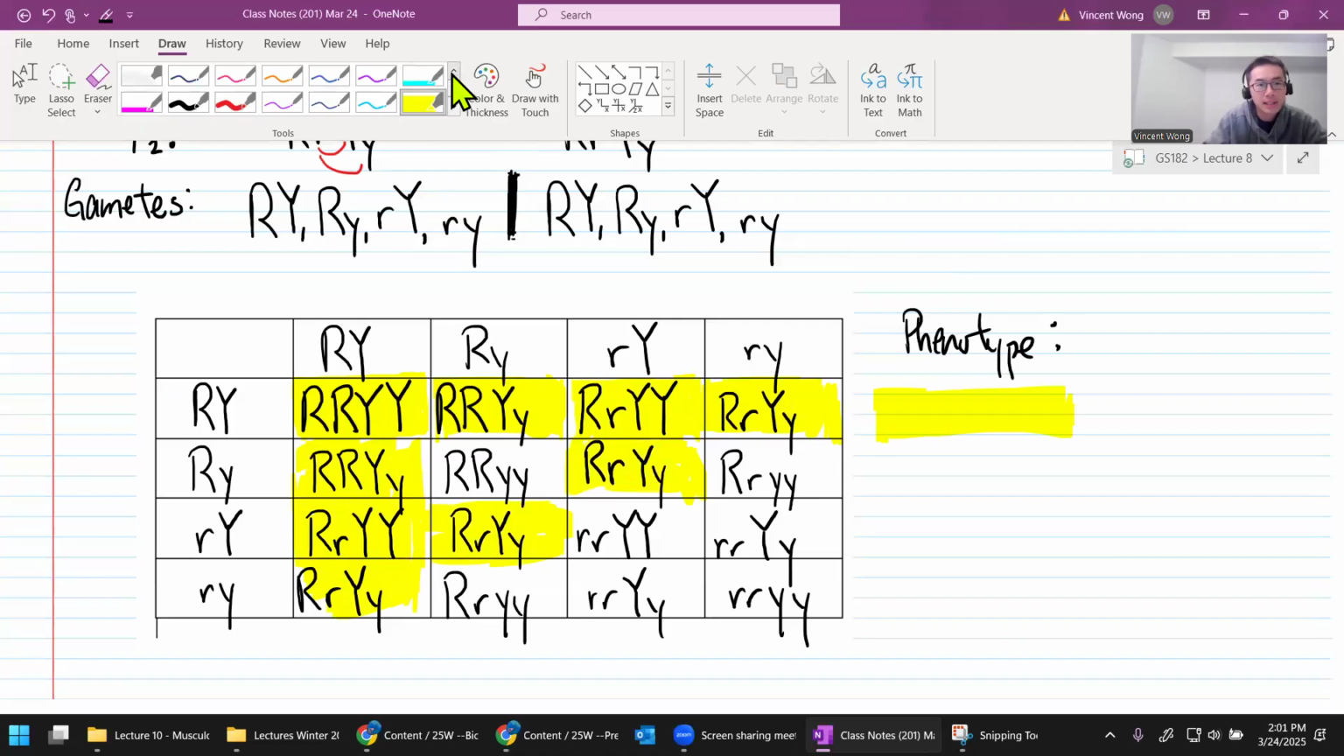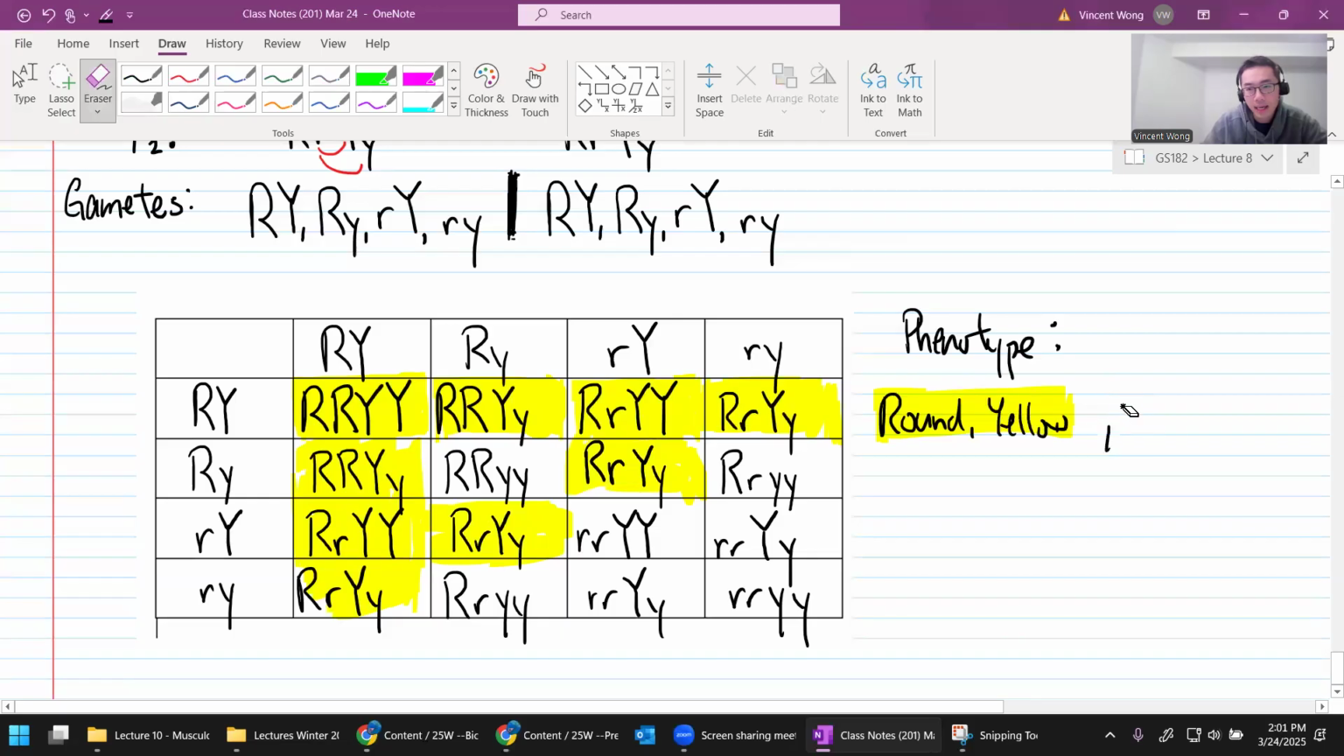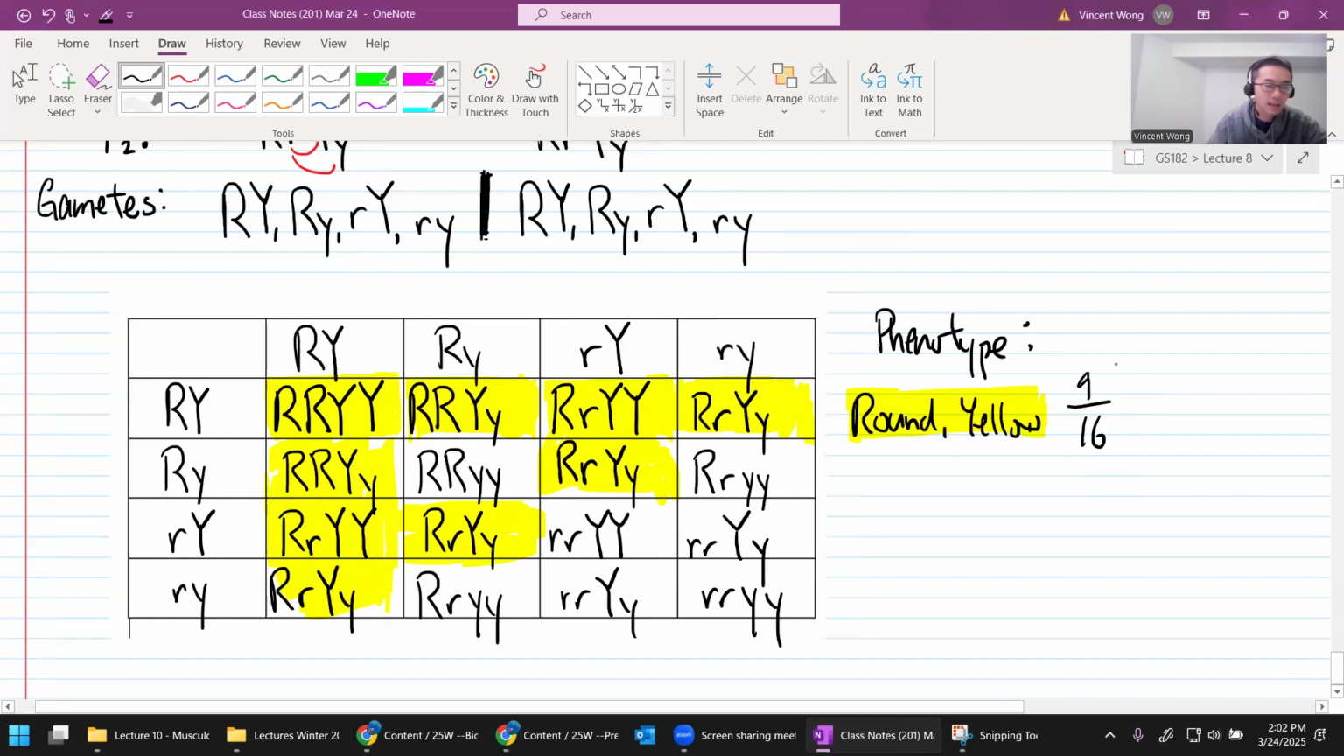9. This is round and yellow, and it's 9 out of 16. Never mind the percent right now. If you want to convert into percent, I don't have my calculator with me, but it's 9 over 16. Do you guys know how to convert from fraction to percent? It's 9 divided by 16, right? 56.25.